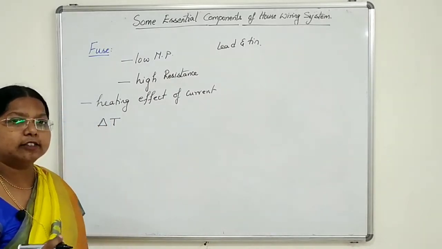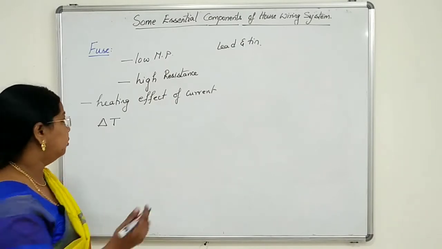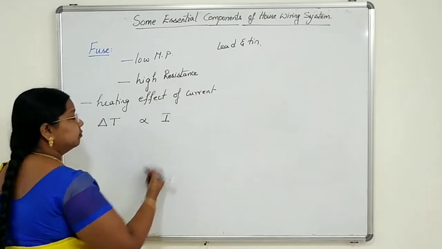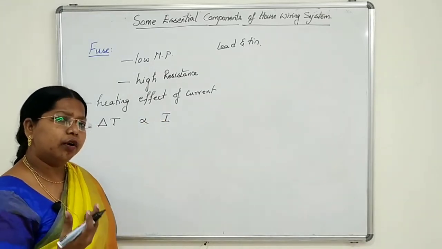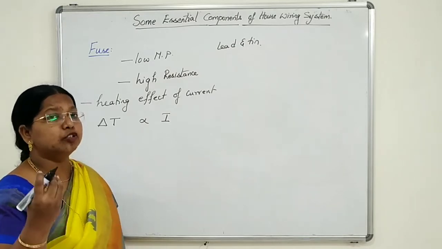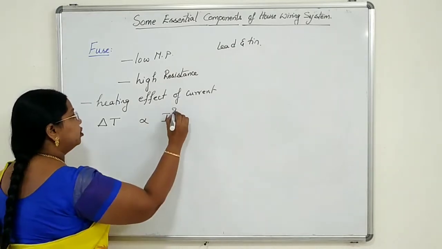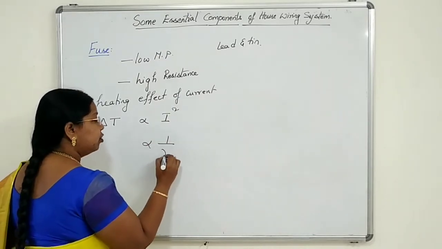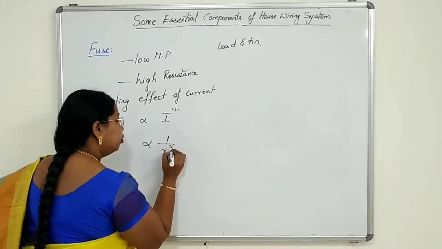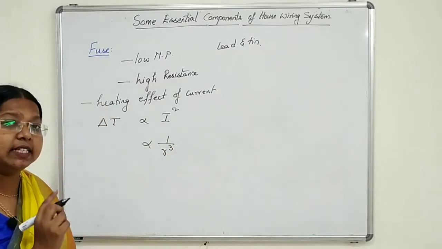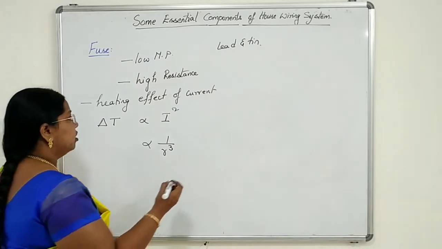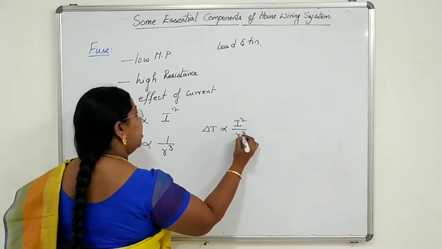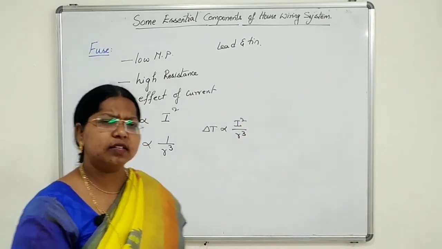So this rise in temperature depends on two factors. It is directly proportional to the square of the current rating, and it is inversely proportional to the radius or cube of the radius. So this rise in temperature depends on two factors: current rating and radius or the thickness of the wire.